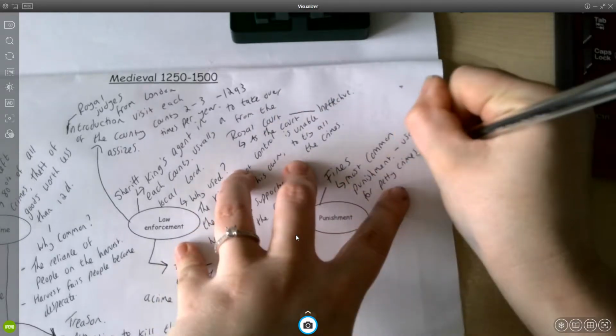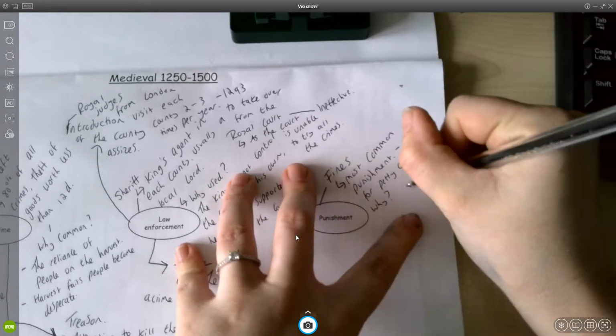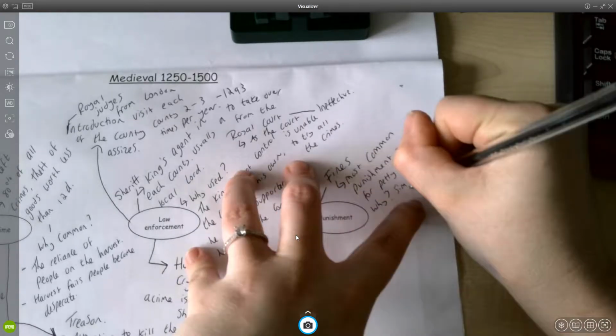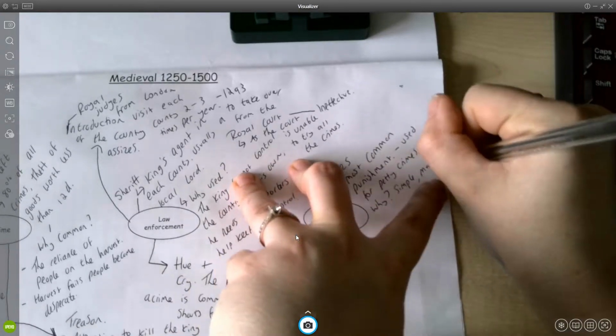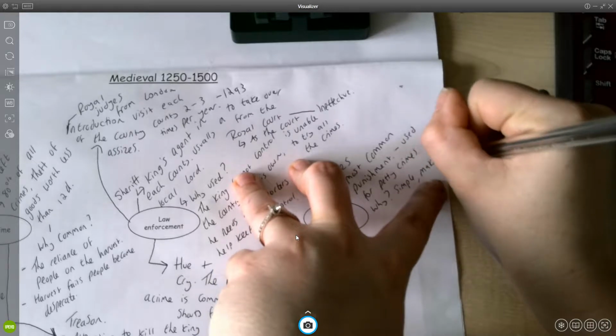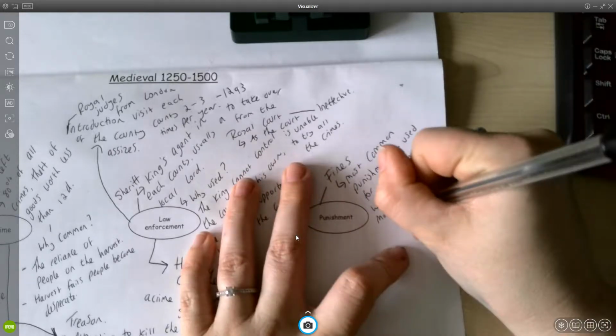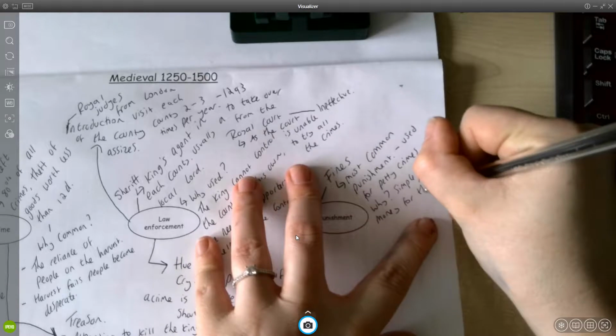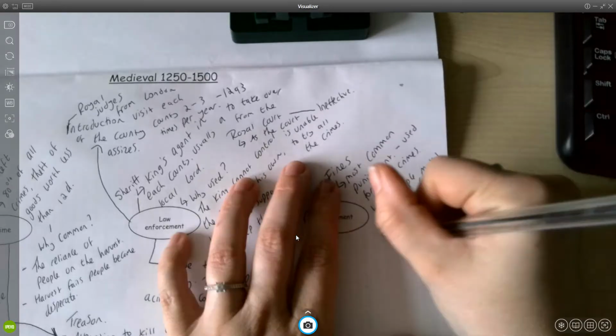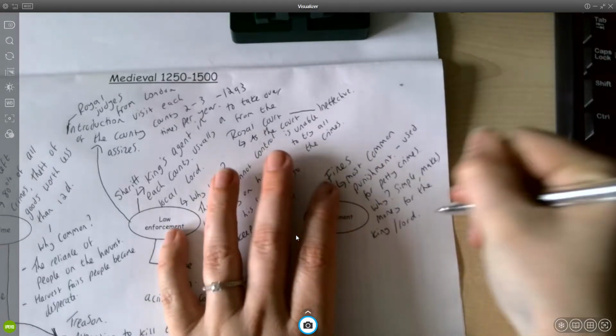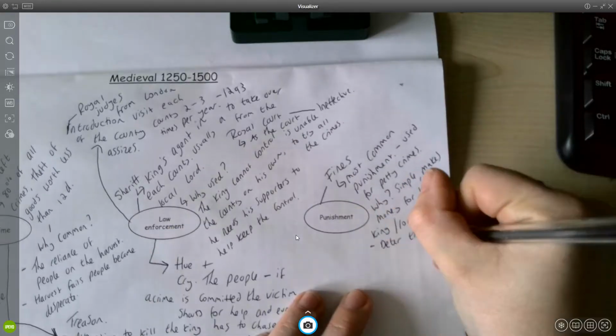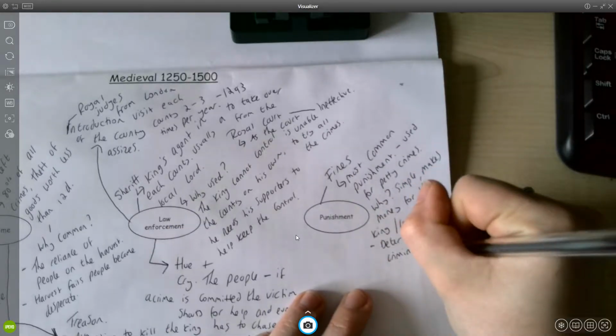And why do they use fines? It's simple. It also makes money for the king or the lord, wherever the crime has been committed. And it's supposed to deter the criminal from committing another crime.